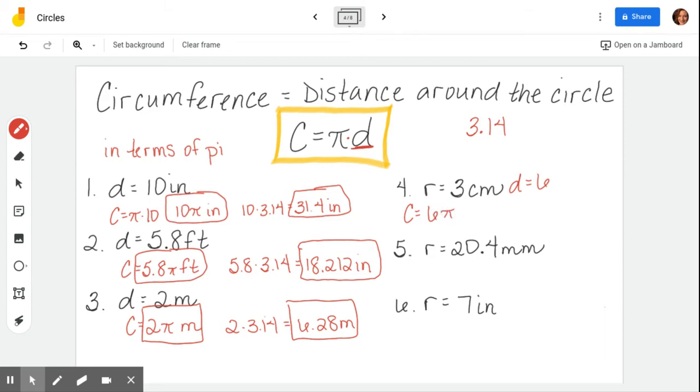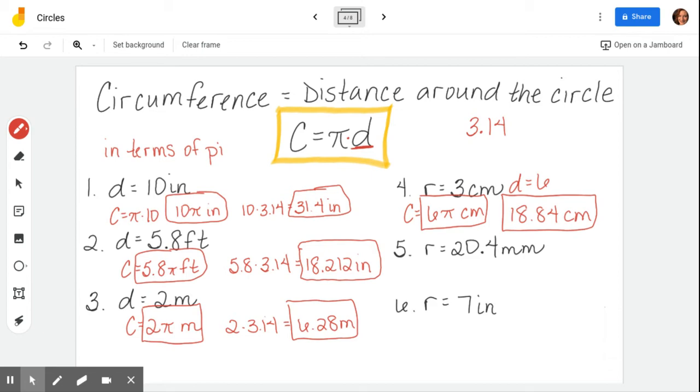There it is in terms of pi. If you're asked to actually multiply it out, let's do 6 times 3.14. I get 18.84 centimeters.